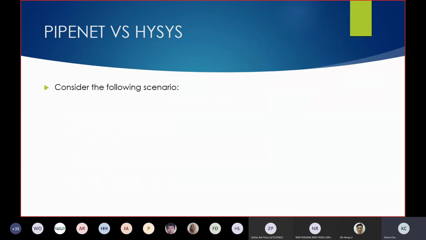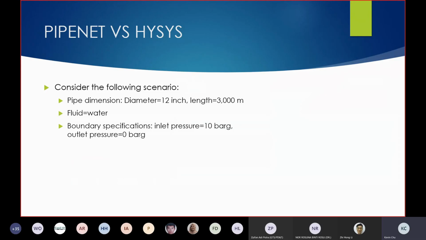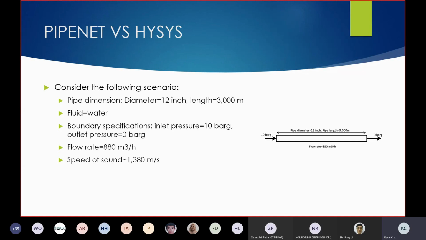So consider the following scenario. We have a pipe with a diameter of 12 inch and a length of 3 kilometer, or 3000 meter. Our fluid is water, and our boundary specifications are an inlet pressure of 10 bar gauge and an outlet pressure of 0 bar gauge. The flow rate is about 880 meter cube per hour, and the speed of sound is about 1380 meter per second. This is how the setup looks.